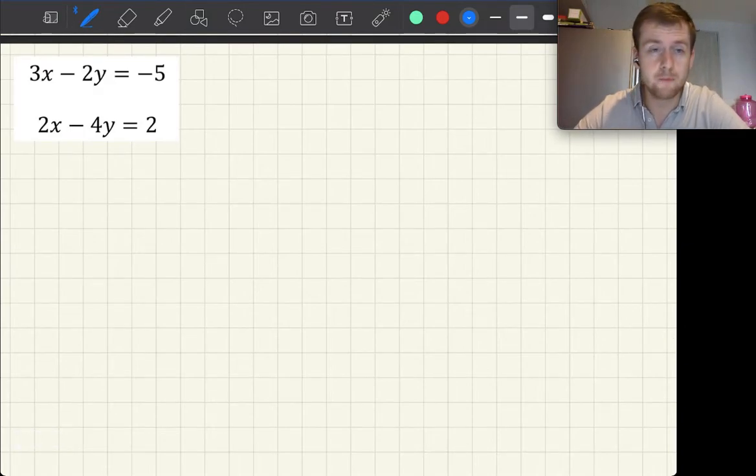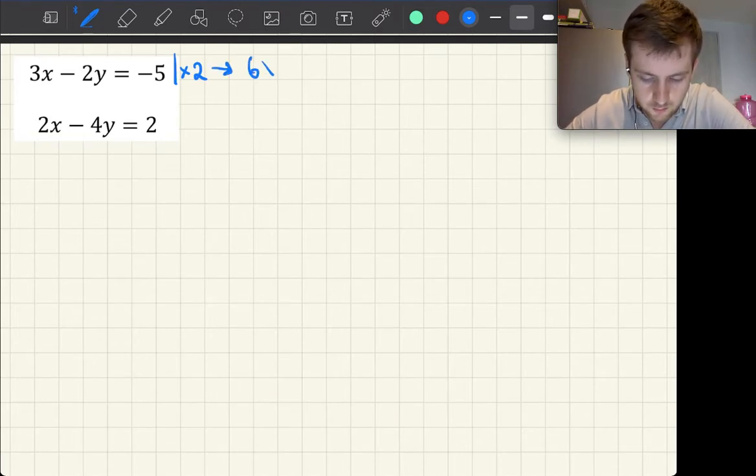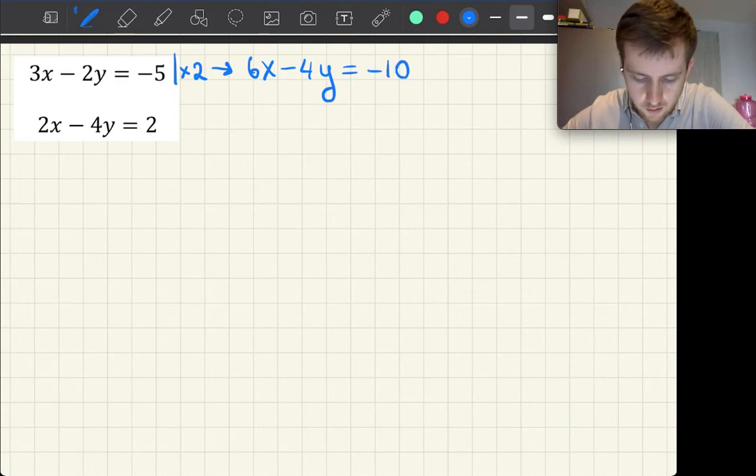Which method did you use? Let's try elimination, so normally the easier one. So how can we eliminate? We can multiply the first equation by 2, so that we will get 6x minus 4y equals minus 10. And the second equation, we will keep the same. So 2x minus 4y equals 2.